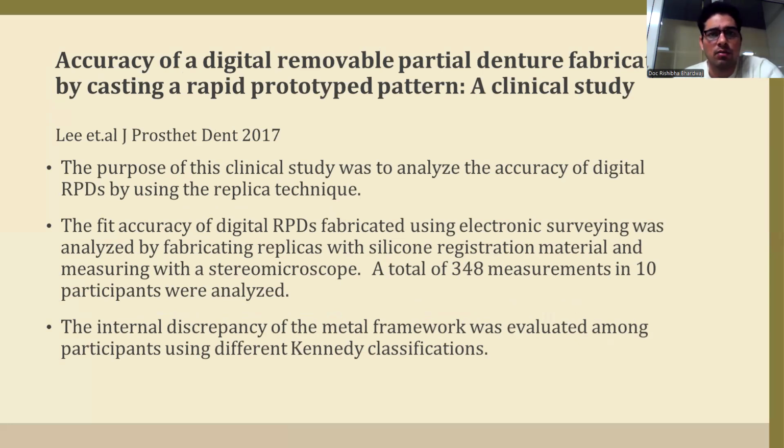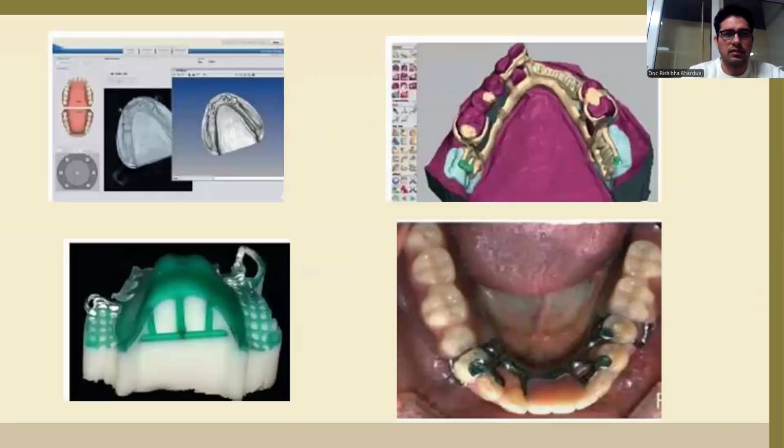Next is the accuracy of digital removable partial dentures fabricated by casting a rapid prototype pattern. It was a clinical study in the JPD in 2017. The purpose of this clinical study was to analyze the accuracy of the digital RPDs by using the replica technique. The fit accuracy of the digital RPDs fabricated using electronic surveying was analyzed by fabricating replicas with silicone registration material and measuring with the stereo microscope. A total of 348 measurements in 10 participants were analyzed. The internal discrepancy of the metal framework was evaluated among the participants using the different Kennedy classifications.